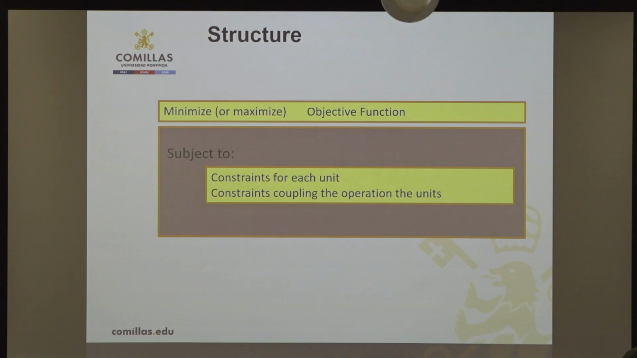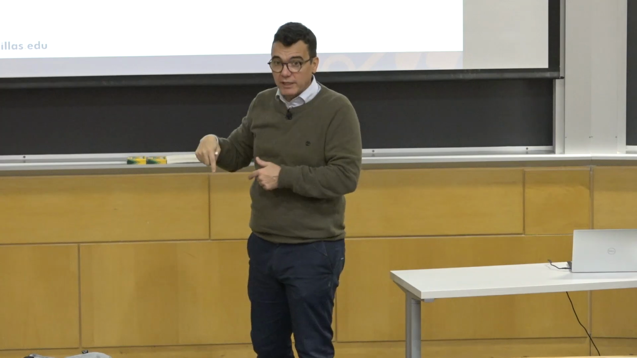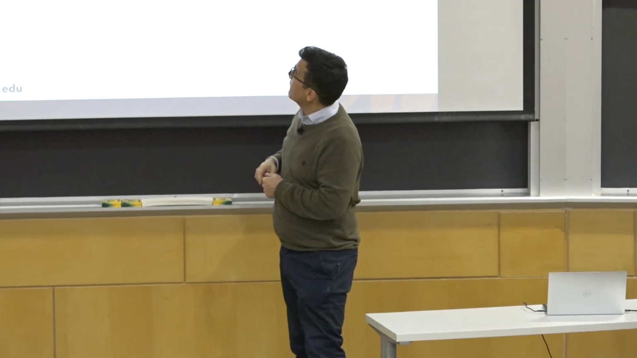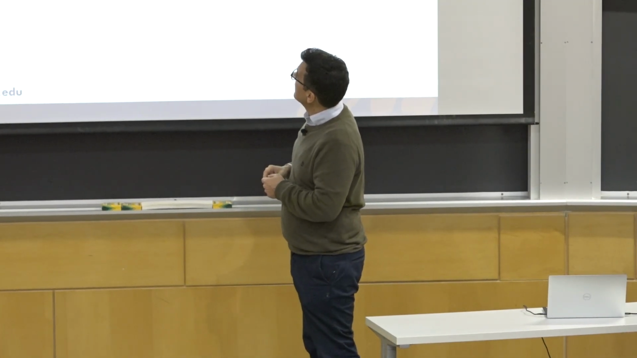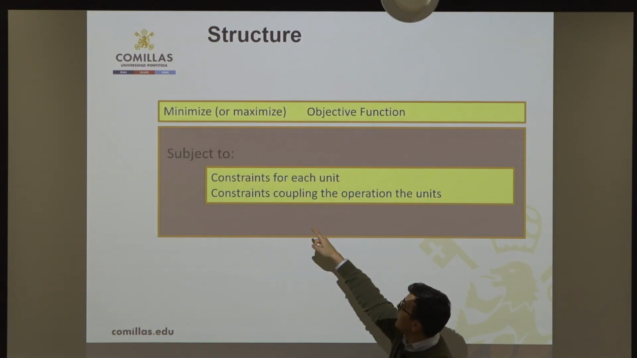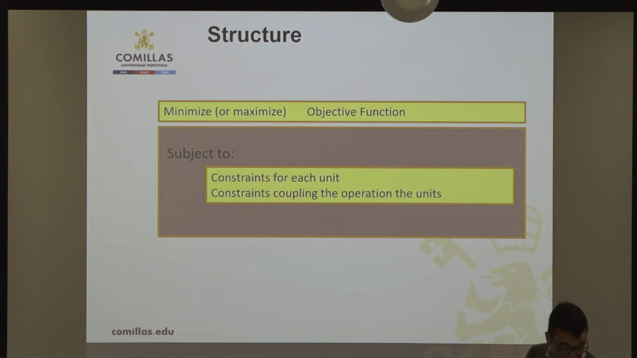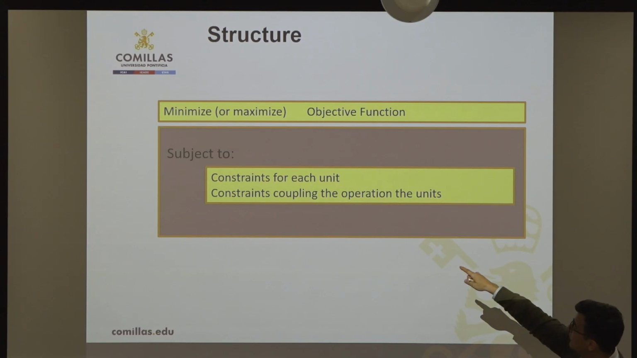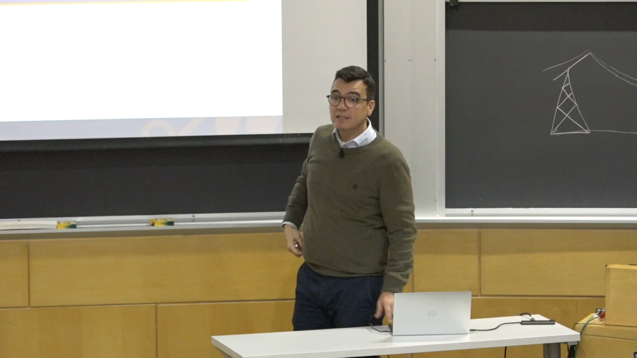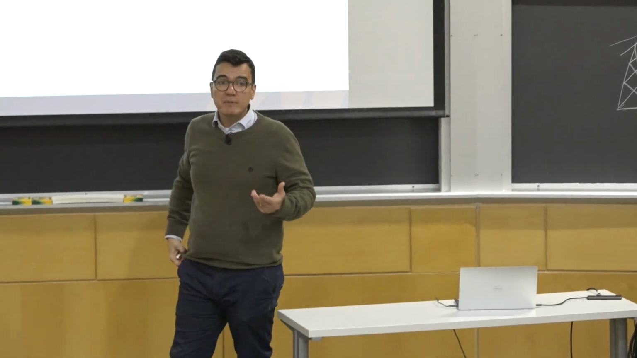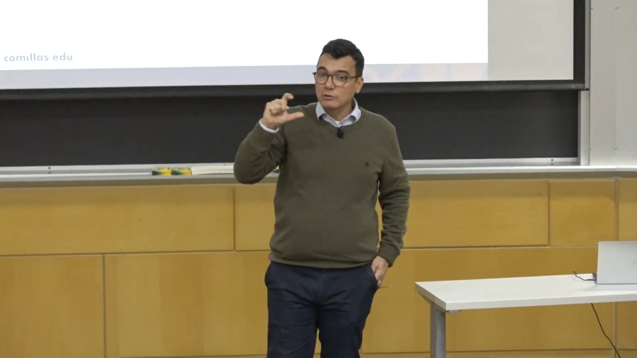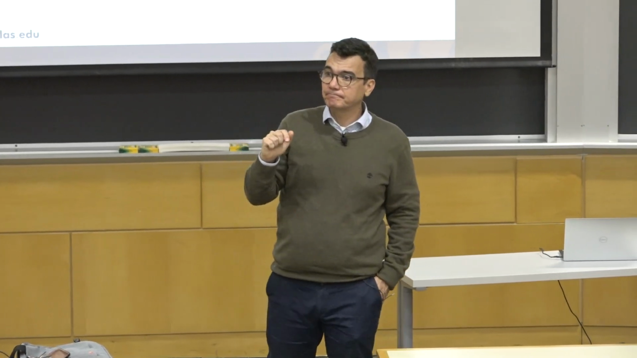Well, like yesterday, we are going to follow the structure of an optimization problem. We are going to minimize or maximize an objective function. Today, we are going to minimize the total operational cost, subject to constraints that affect every unit and constraints that couple the operation of the units. And this operation that couples the operation of the units, yesterday in the unit commitment, can you give me an example of one constraint that coupled the operation of the different units?